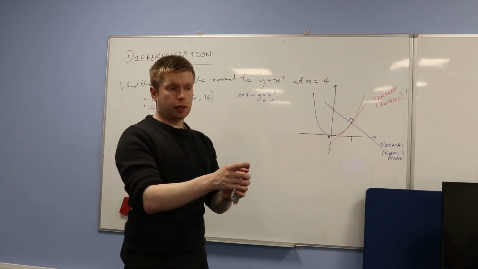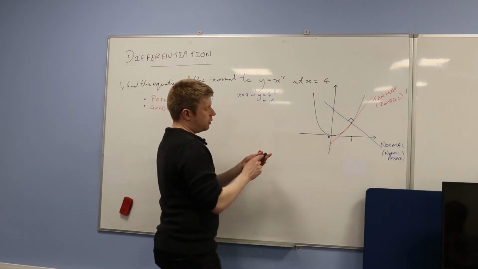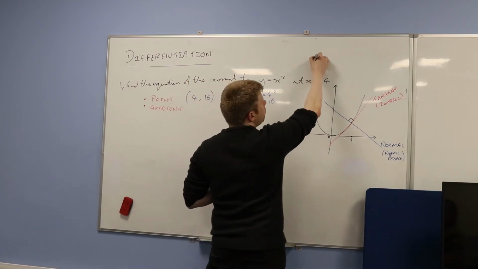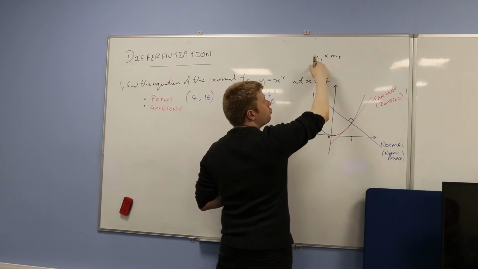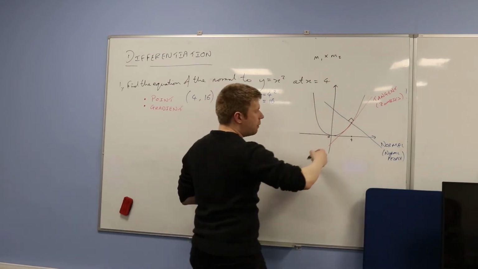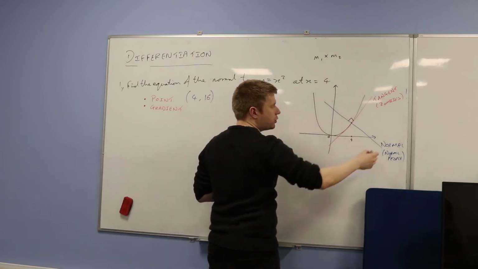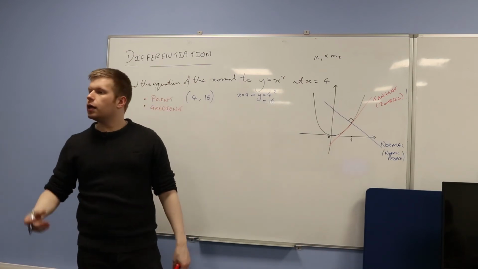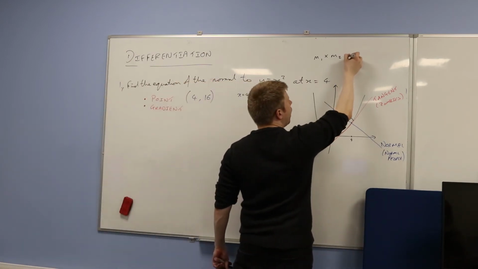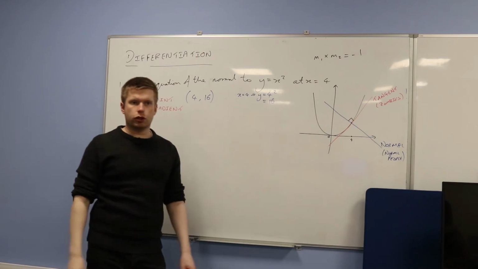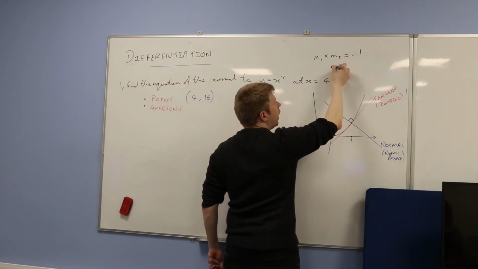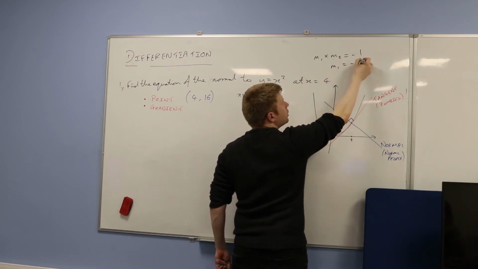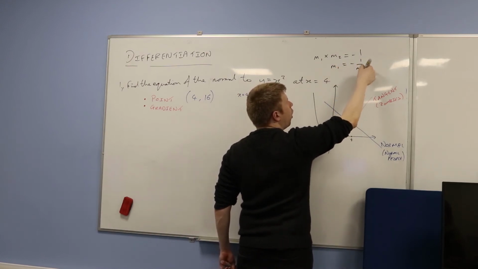Good, it's something to do with -1. The idea is, if you multiply gradients of perpendicular lines together, so let's suppose these are gradients of perpendicular lines, M1 might be my tangent line, M2 might be the gradient of my normal line. If I multiply them together, I should get -1. Or if I rearrange this equation, I can say that one gradient is just the negative reciprocal of the other gradient.